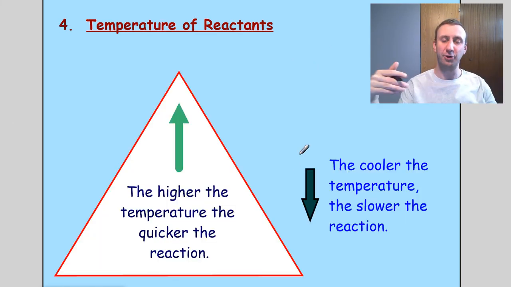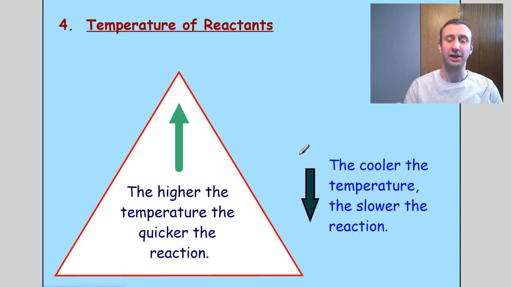As I heat up the reactants, it's going to go faster. Providing heat gives the reactants more energy, which allows them to collide and react to make product. So higher temperature, quicker reaction; lower temperature, slower reaction. I feel like this one is pretty intuitive, but even if we go to that hydrogen peroxide reaction, the hotter the hydrogen peroxide, the faster it is going to react.